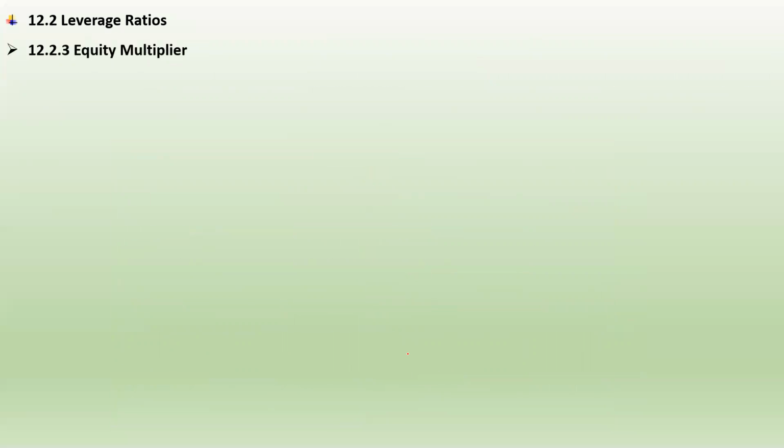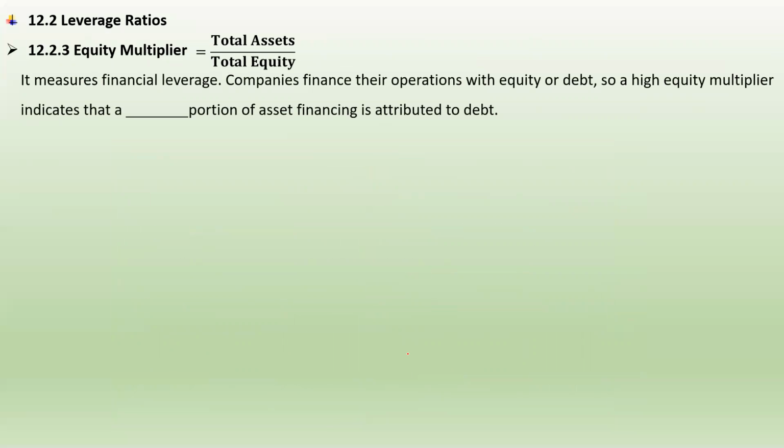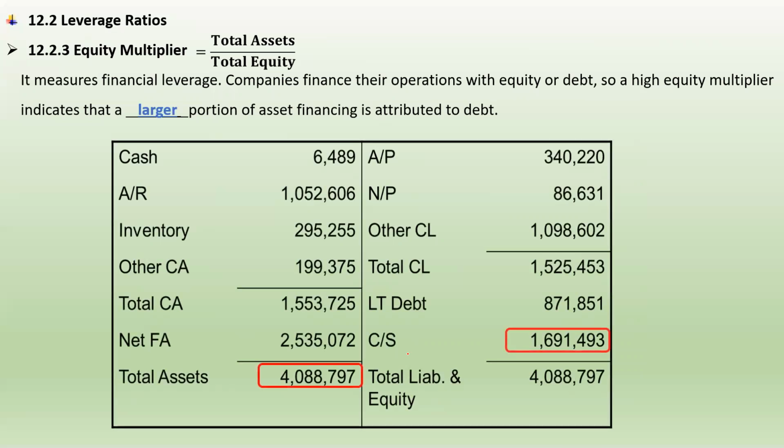The third type of leverage ratio is called the equity multiplier. It equals total assets divided by total equity. It again measures financial leverage. Companies finance their operations with equity or debt. So a higher equity multiplier indicates a larger portion of assets financing is contributed by debt. So the equity multiplier is 2.42.